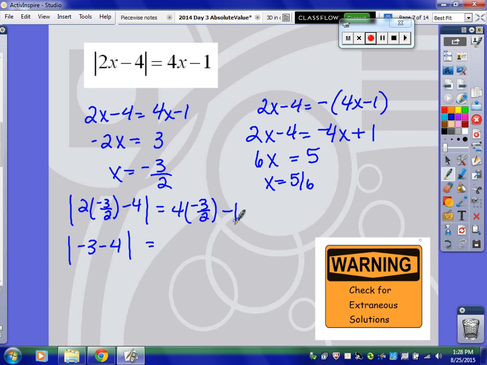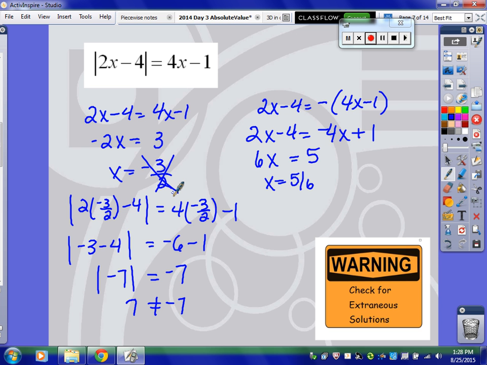Okay, so let's do that math. So that's 4 times negative 3 halves, which is negative 6, minus 1. Alright, this is the absolute value of negative 7 equals negative 7. But the absolute value of negative 7 is 7, which does not equal negative 7. So that means that one's extraneous. It worked in our modified equation, but it didn't work in our original equation. So that's the definition of an extraneous solution.